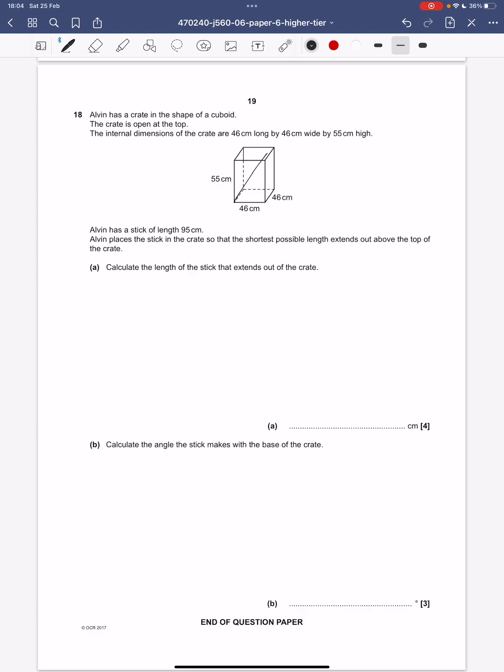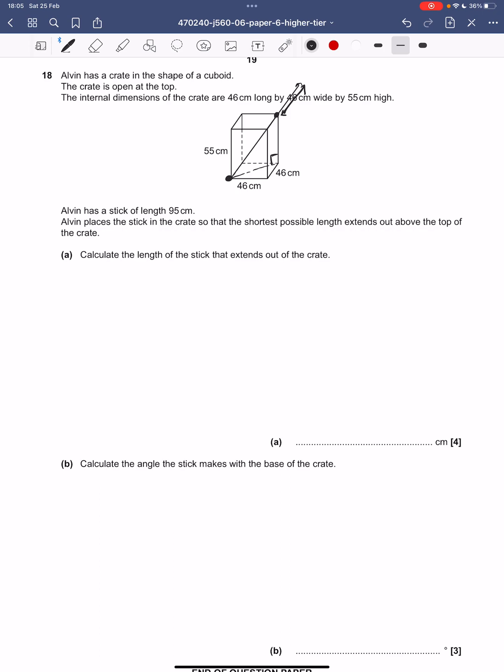Right, so the longest way to place this stick is from this corner, diagonally opposite corners. That's going to get most of the stick inside the crate. Now this is actually Pythagoras in 3 dimensions, which is what we're going to use for this. There's a right angle there, you see. So the length of the stick that extends out of the crate, we want that bit there.